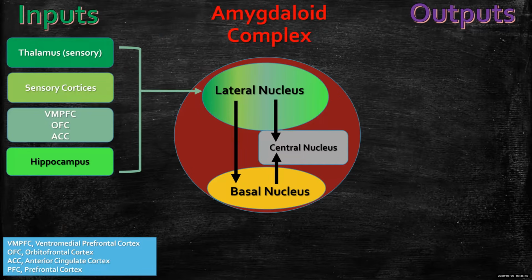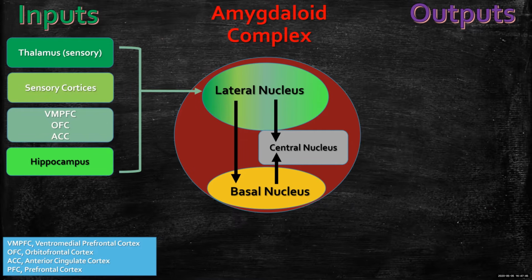Inputs to the amygdala are important because the amygdala is very much involved in initiating the fight or flight response that is very important in our survival. Inputs to the amygdala include the thalamus, the sensory cortices, in other words, the parts of the cortex that process our sensory stimuli like vision, touch, smell. The ventromedial prefrontal cortex, VMPFC, the orbitofrontal cortex, and the anterior cingulate cortex also send neurons to the amygdala.